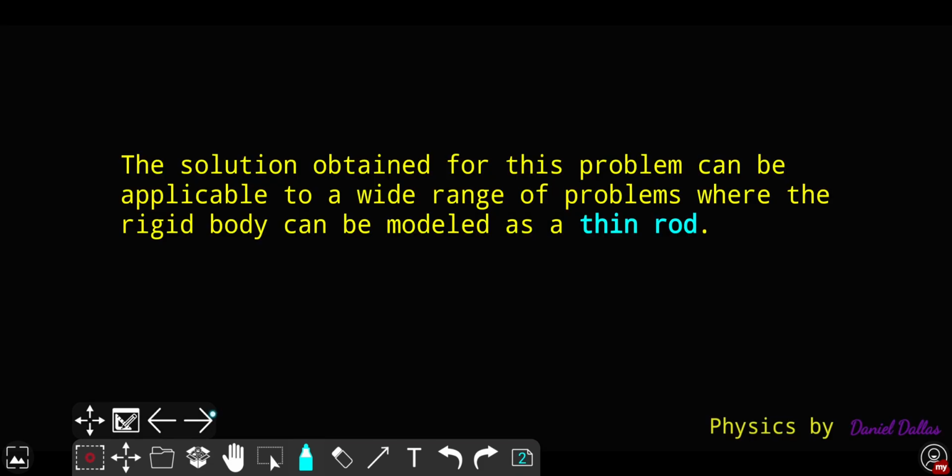Make sure you remember how to work out basic kinematics for rotational dynamics, like angular acceleration and angular speed, or velocity. That's the main basics. If you're not sure how to do that, please watch the video before. The solution obtained for this problem can actually be expanded to a wide range of problems with the same character and the same scenario, where a rigid body can be modeled as a thin rod. That's the key idea.